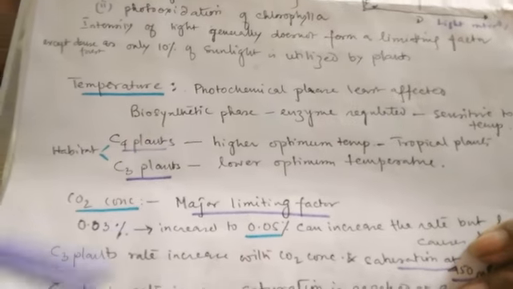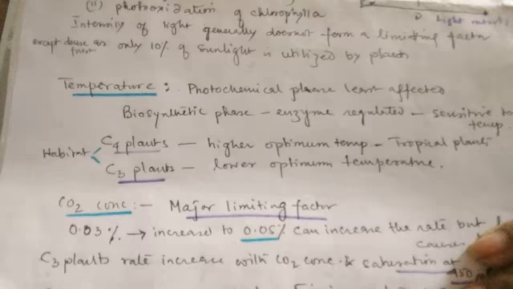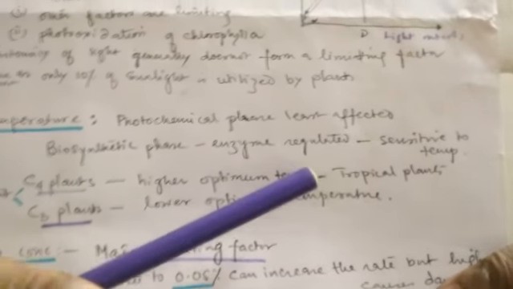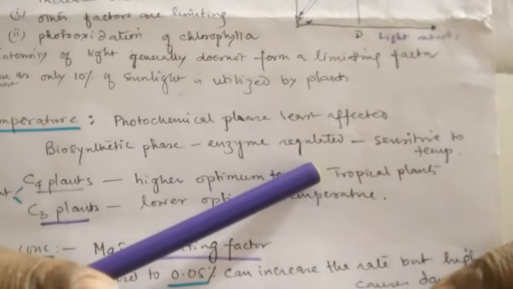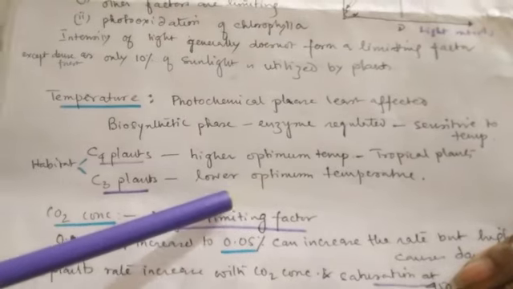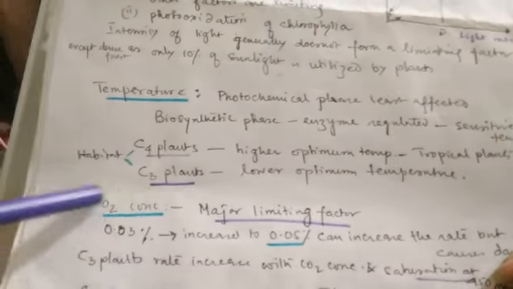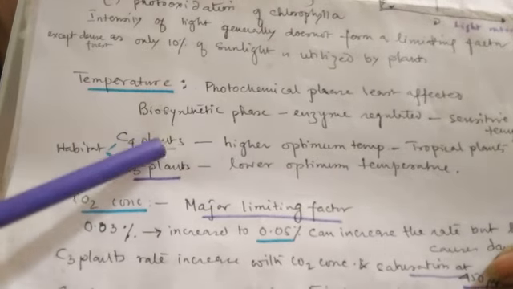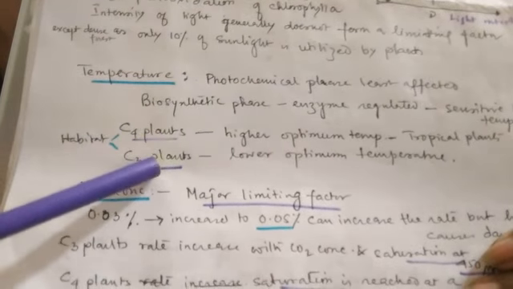In C4 plants, we'll find that they have a much higher optimum temperature, because they are mostly tropical plants where the temperature is normally in a higher range. But in C3 plants, the optimum temperature for photosynthesis is comparatively lower. So habitat is one of the important factors for determining the optimum temperature for the rate of photosynthesis.